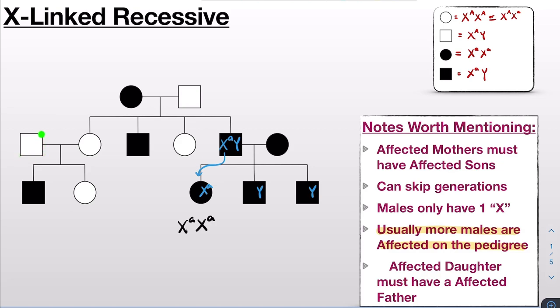So look at this one right here. He's not affected, so his genotype would be X big A Y, and the daughter is going to have that X big A. And as soon as you have a big A, you can't have the disorder. All right. So unaffected fathers cannot have affected daughters.